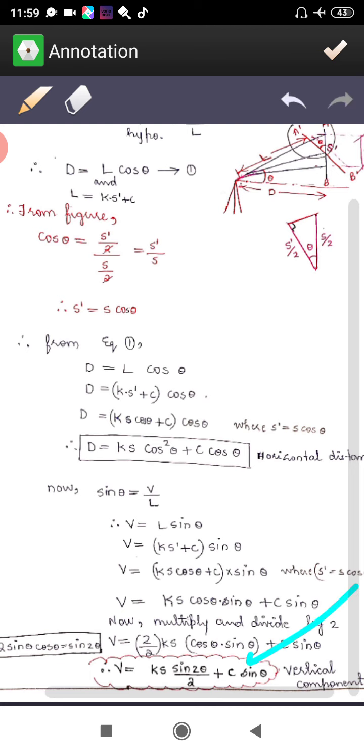This you have to remember to get the V value, because Ks cos theta into sin theta plus C sin theta is there. Sin 2 theta is going to be there if you multiply by 2, so I have simplified by dividing by 2. So it is easy: V is equal to Ks into sin 2 theta by 2 plus C sin theta. Now that is how you are going to get the V value.